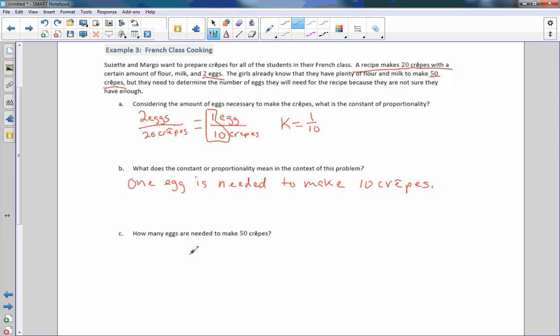How many eggs are needed to make 50 crepes? Okay, well, if I use the equation y equals kx, where k is our constant of proportionality, I can now substitute that in, and our k is 1/10 x. How many eggs? So we want to know y. So y equals 1/10 times the number of crepes we're making. So that's 50. So y equals 1/10 times 50, which is 50 divided by 10, which is 5. We need 5 eggs.